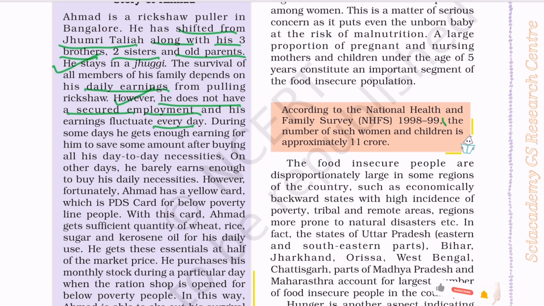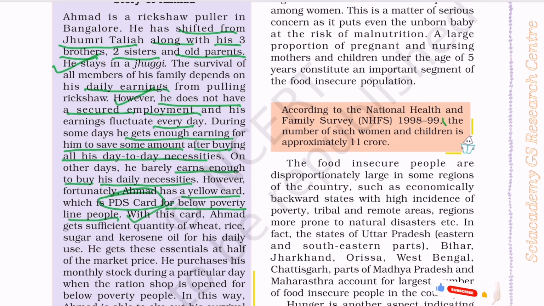During some days, he gets enough earnings for him to save some amount after buying all his day-to-day necessities. On other days, he barely earns enough to buy his daily necessities. However, fortunately, Ahmad has a yellow card, which is a PDS card for below poverty line people.